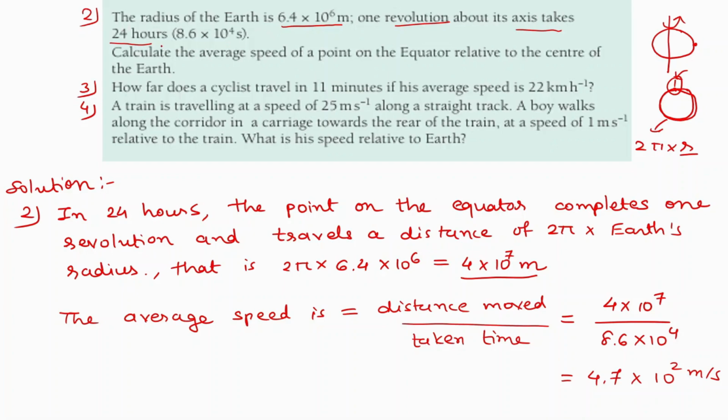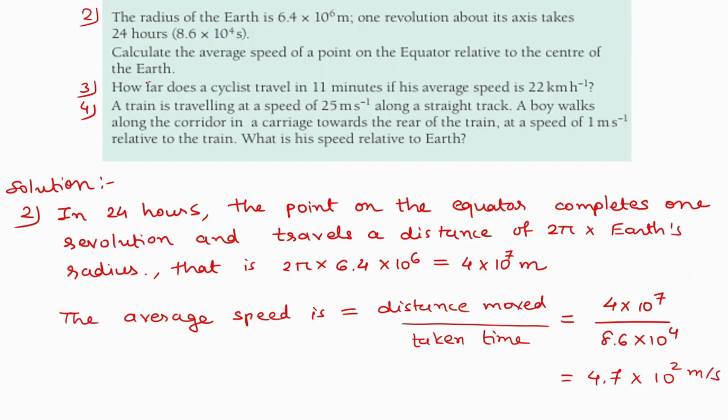But we need to find the average speed. The formula of average speed is distance moved upon time taken. So we have a distance here, 4 into 10 to the power 7, upon the time it takes, about these 24 hours. You have to convert it into seconds. Now you will get the answer of about 4.7 into 10 to the power 2 meter per second.